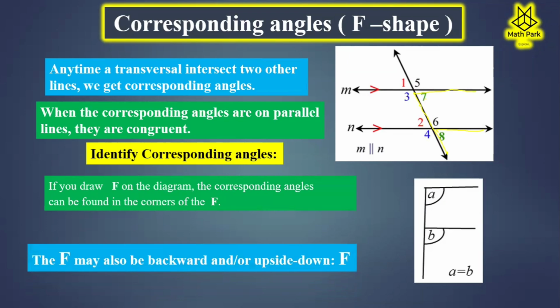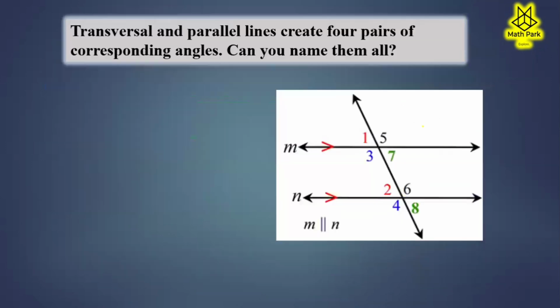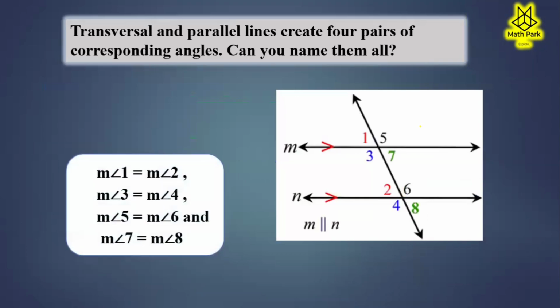And also you will get 5 and 6 as corresponding angles, 7 and 8 as corresponding angles, 3 and 4 as corresponding angles, 1 and 2 as corresponding angles. Let's name them here. So identify the corresponding angles. We have angle 1 and angle 2 are equal. Angle 3 is equal to angle 4. Angle 5 is equal to angle 6. And angle 7 is equal to angle 8.